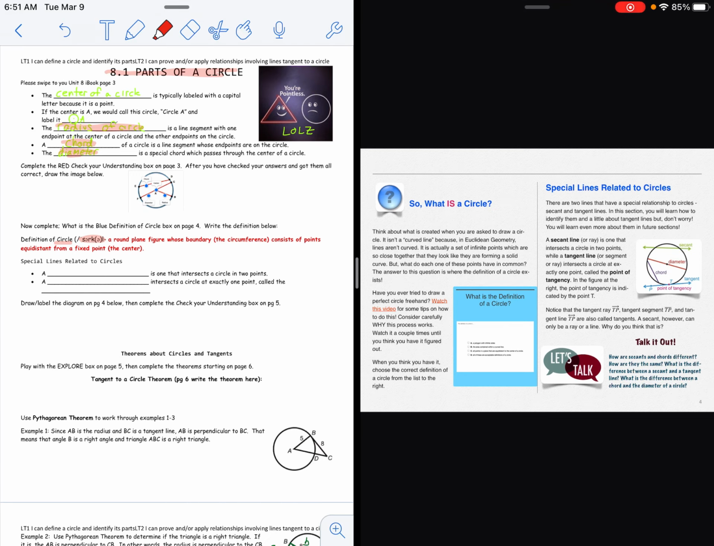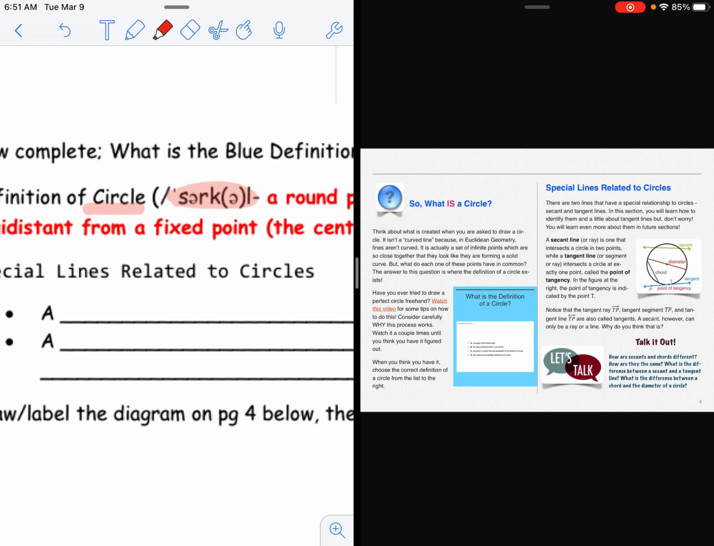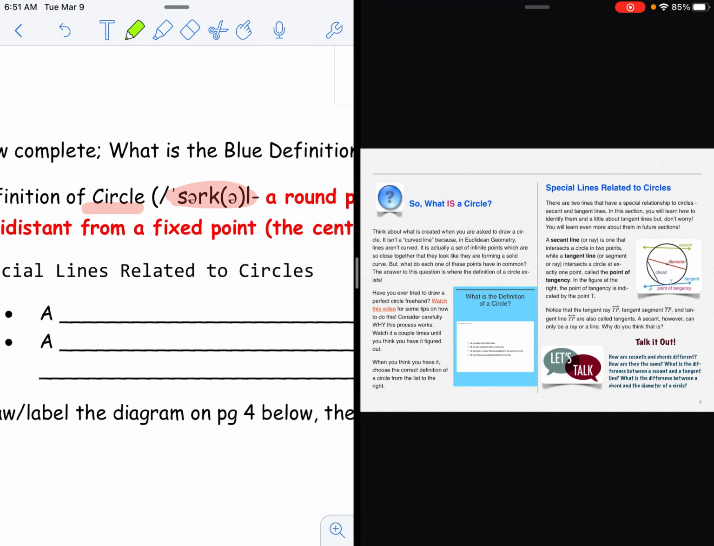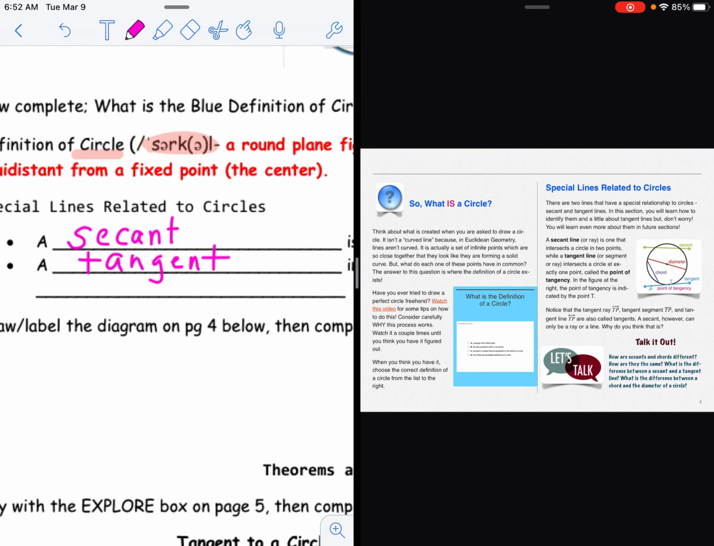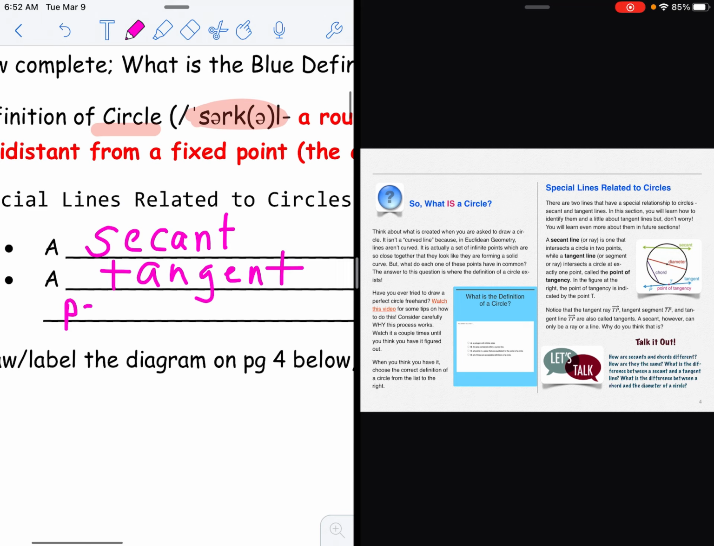All right, and we got some more special lines. We got a secant line. And a secant line is very similar to a chord, but it goes on forever. It intersects in 2 points, while the tangent line intersects only 1 point. And we're going to draw some examples right here. Where the tangent touches the circle, that's the point of tangent C.